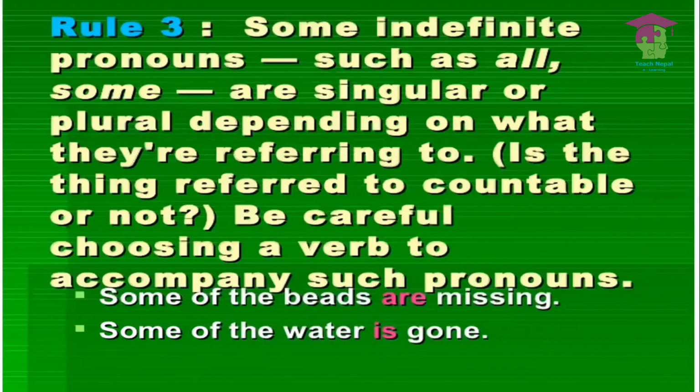So next, we move to the next here. Some indefinite pronouns such as all, some are singular or plural. They are both singular and plural depending on what they are referring to. For example, is the thing referred to a countable noun or not? Be careful of choosing a verb to accompany such pronouns. For example, some of the breads are, some of the water is. So here, bread is a countable noun and water an uncountable noun.